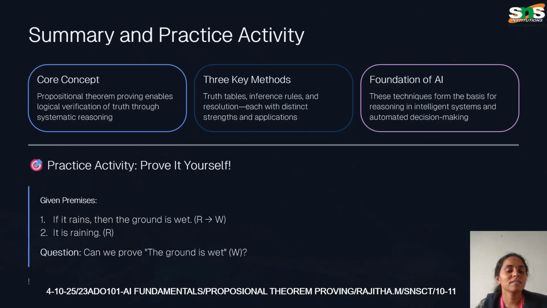So, to wrap up, propositional theorem proving is how AI verifies truth using logic. We use truth tables, inference rules, and resolution to make this happen, forming the foundation of intelligent systems. Now try this. Given if it's raining the ground is wet, and it's raining, can you prove the ground is wet? Use modus ponens. It is straightforward.